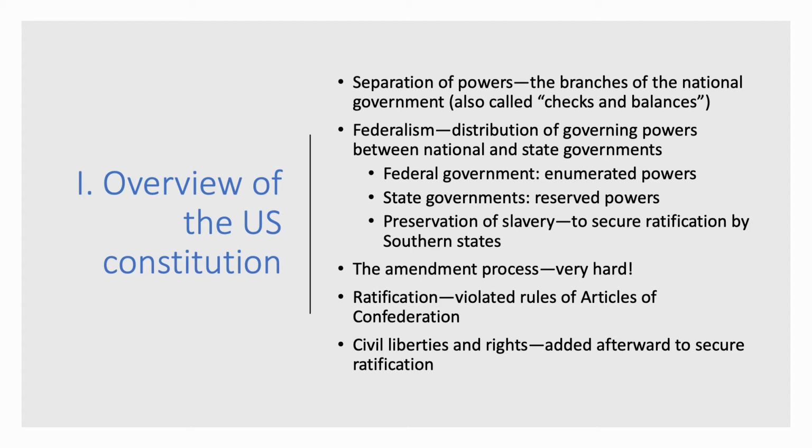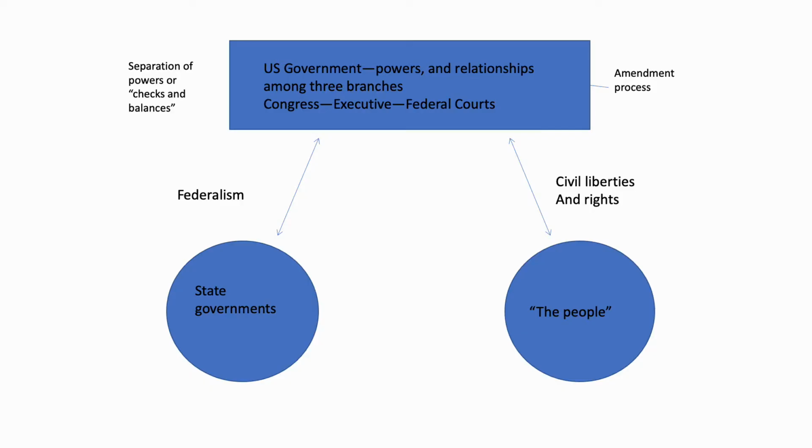Another important provision is the amendment process. Now, it is very hard to amend the U.S. Constitution, but it is there. I mentioned already the ratification section of the Constitution violated the rules that were already laid down in the Articles of Confederation. And another important thing is civil liberties and civil rights, which were added. They're not in the original Constitution. They're added afterward into something called the Bill of Rights, the first 10 amendments of the Constitution. Those were done afterward, and they were promised in order to secure ratification. And that's why they had to do that in the first Congress.